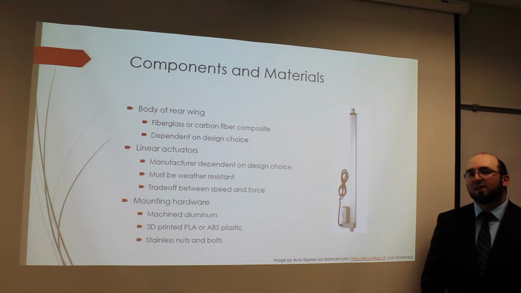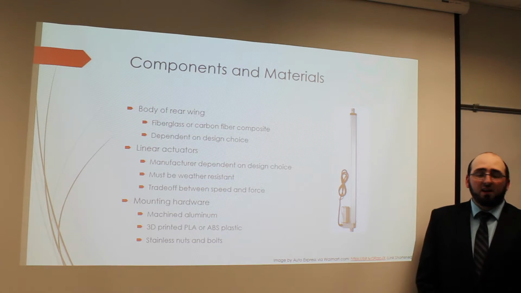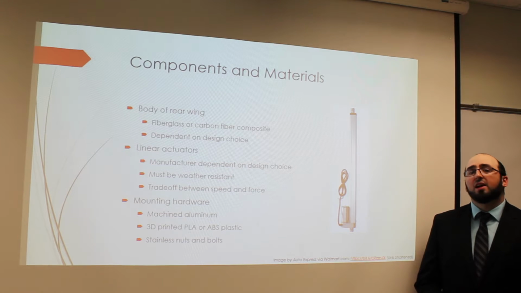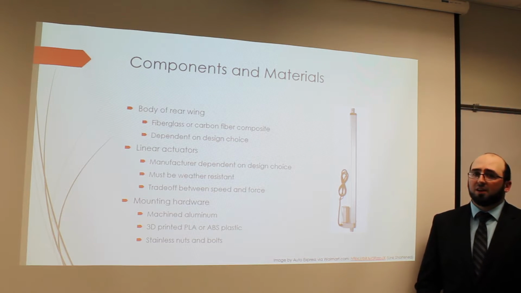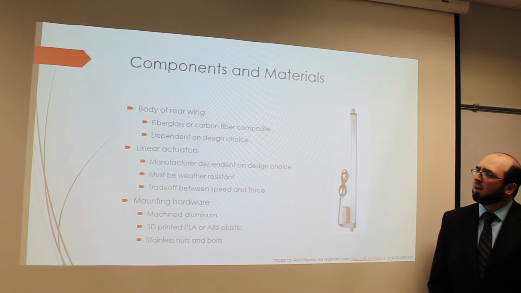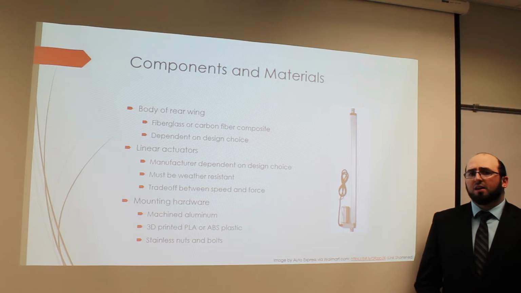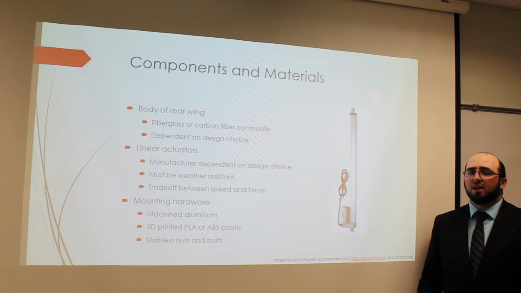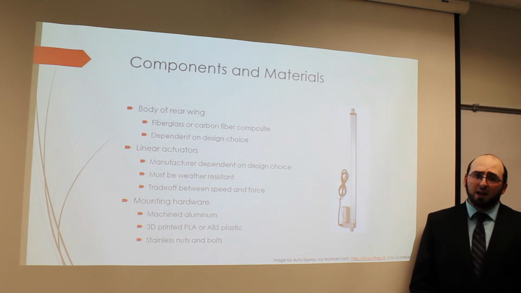I'll be using a wide range of different components and materials for this project. For the body of the rear wing, I hope to use either fiberglass or carbon fiber composite. This will be dependent on the design choice that I go with at the end. I'll be using linear actuators to get the movement that I desire. Of course, I haven't chosen the manufacturer yet, as I still need to figure out which one is best for my application, as they must be weather resistant and have a good balance of speed and force output.